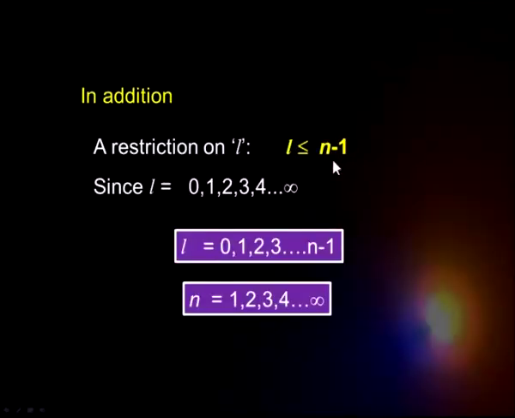When we do that, what we find is that the restriction on L is that it has to have a value less than or equal to n minus 1. What it implies is that L can have values 0, 1, 2 up to n minus 1, where n has positive integer values 1, 2, 3 up to infinity. So what do we get? We get three sets of quantum numbers.